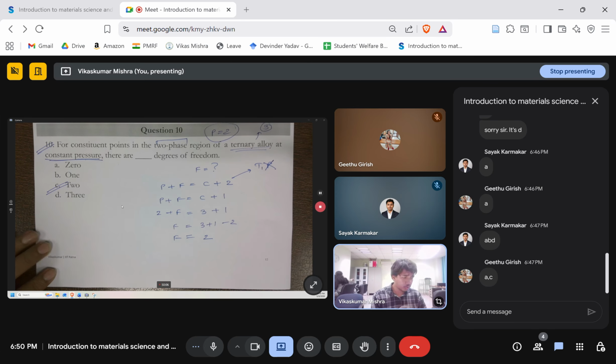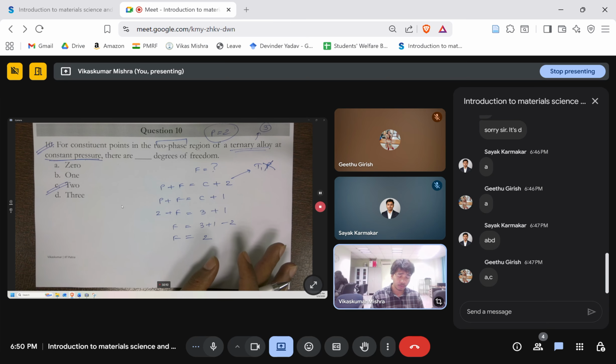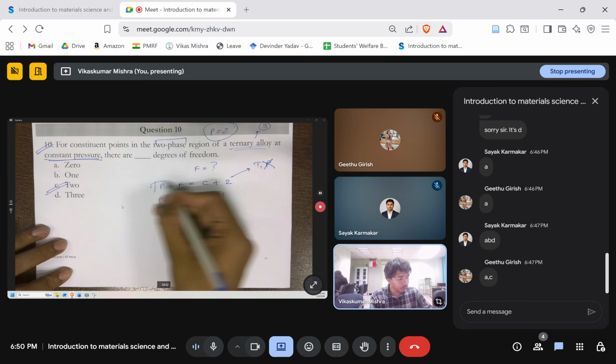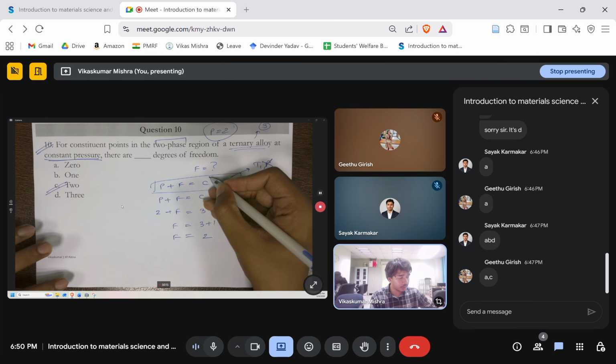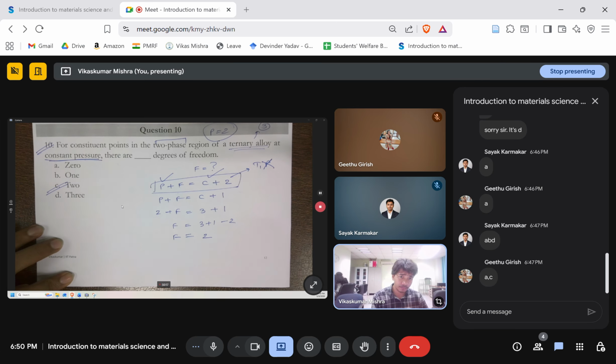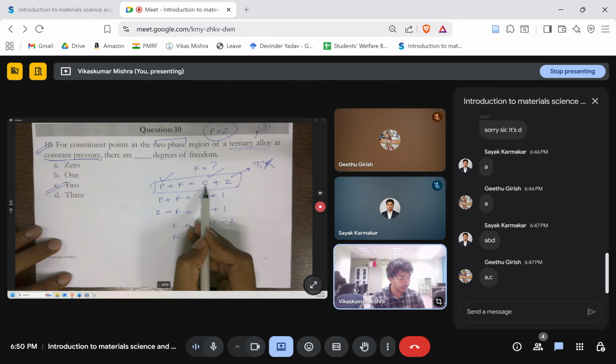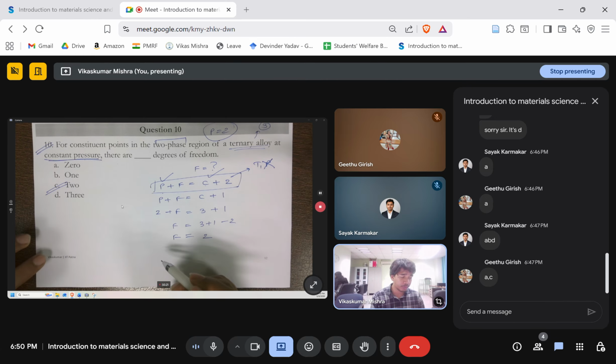Whenever questions regarding degrees of freedom come up, we have to use the Gibbs phase rule. We need to be aware of what C and P are. If you are able to correctly find C and P, then the question is done.